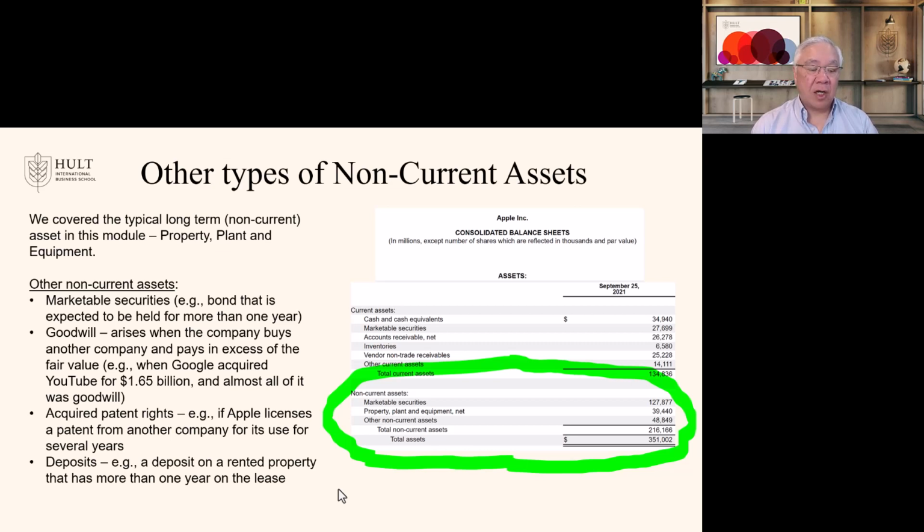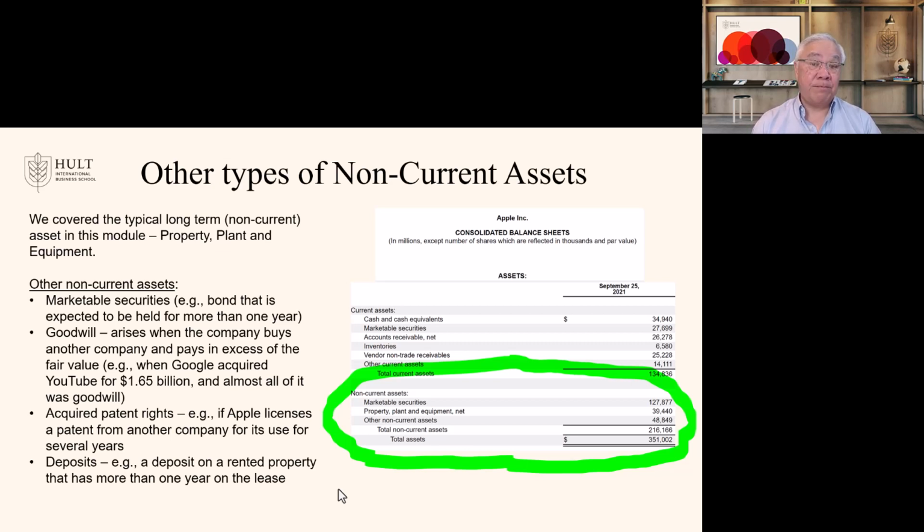The next are acquired patent rights. So here's where a company buys the rights to a patent from the patent holder. In this example, if Apple licenses a patent from another company that it's going to use for several years, it's going to pay for that privilege. It's going to sit it here on the non-current asset, and over the length of that contract, they're going to be expensing the cost of that patent right to their income statement. The last item are deposits.